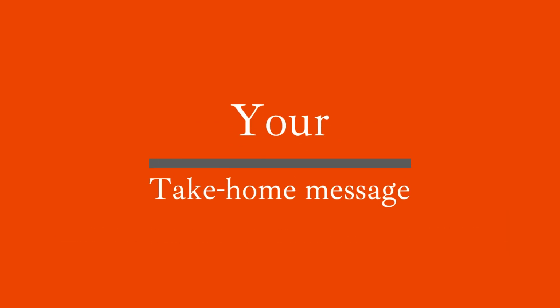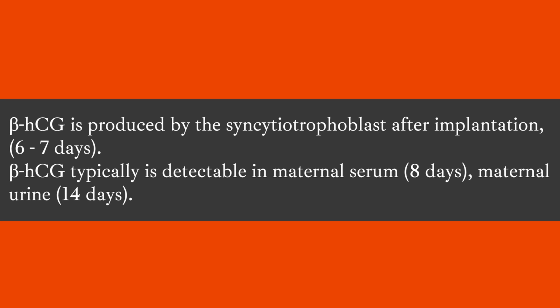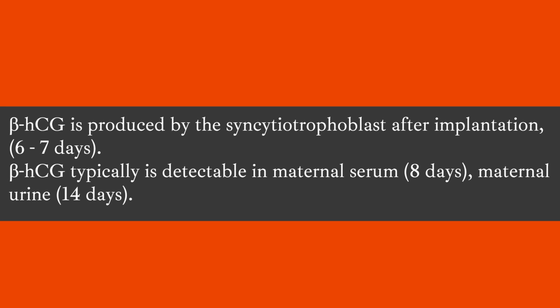Your take-home message from this question is that beta-HCG is produced by the syncytiotrophoblast after implantation, which generally occurs 6 to 7 days after fertilization at the earliest. Beta-HCG typically is detectable in the maternal serum approximately 8 days after fertilization, whereas it is detectable in the urine 14 days after fertilization. Therefore, a serum pregnancy test will be positive before a urine pregnancy test.